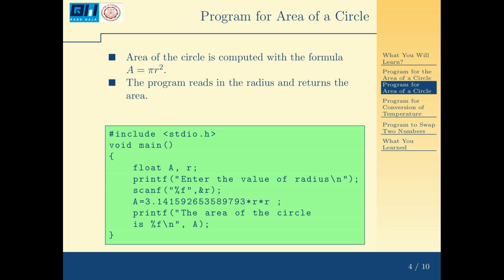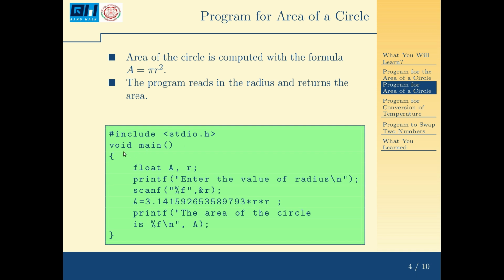Now the area of a circle is computed with the formula area is pi r square, where r is the radius. Let us look into this code. This program reads in the radius and returns the area. Essentially it uses printf and scanf functions, and of course some arithmetical computation. The first line starts with hash include stdio.h. What is it doing? It is including the system header stdio.h from user/include.